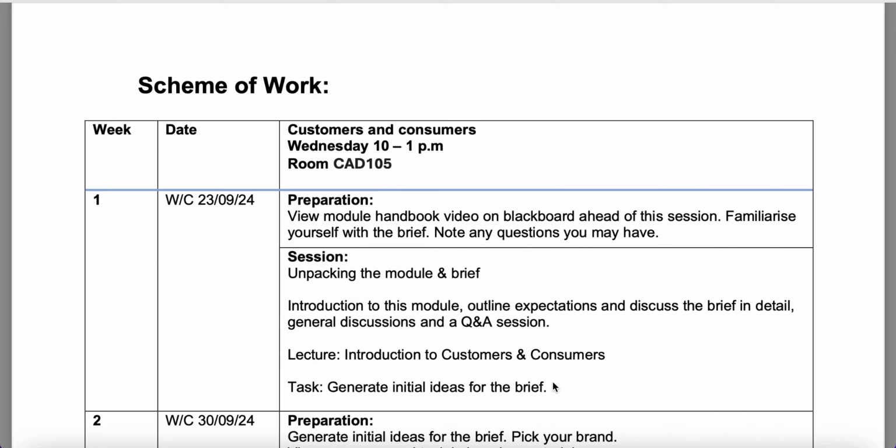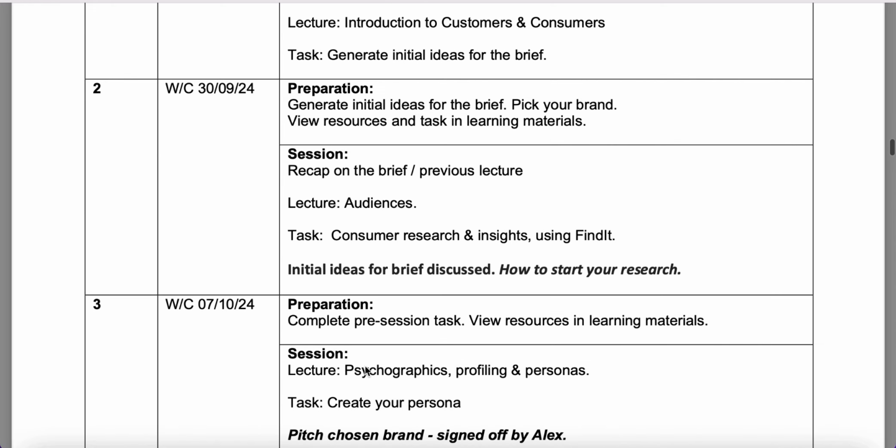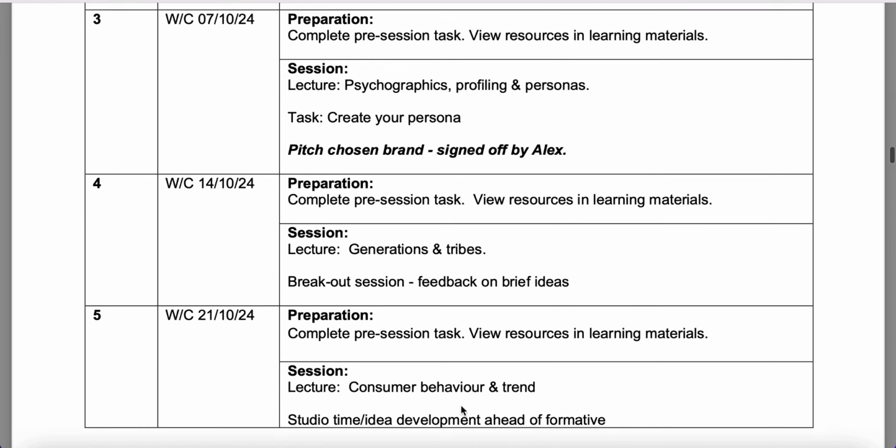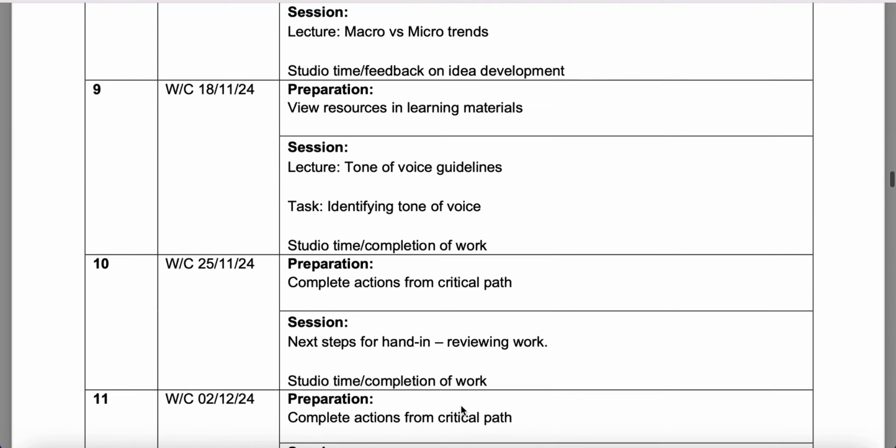We've got this. Now, this is the scheme of work. This can change briefly, but this is the generic idea and what we are working towards over the next few weeks. Now, as you will see, each week has prep that you need to do before the session. I have a task and lecture in the session, and I basically outline everything that is going to be happening over the next 12 weeks.